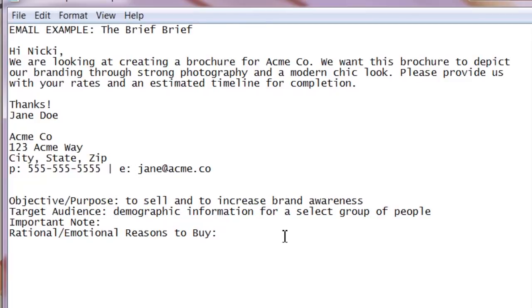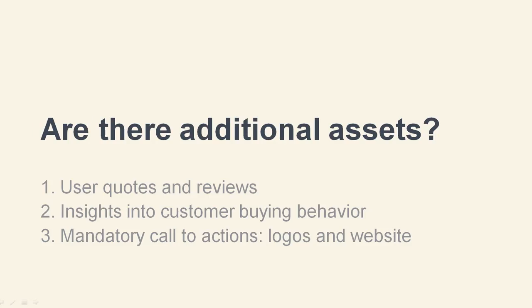Okay. After that, we have what else is there? What else is going to assist us with the creative development of this brochure? Do we have any user quotes? Do we have any insights into how consumers buy, specifically the consumers of Acme Co? If they're a coffee shop, how do consumers buy? If they're a software company, how do consumers buy? So those are really important for you because you will tailor your design based on how consumers buy.